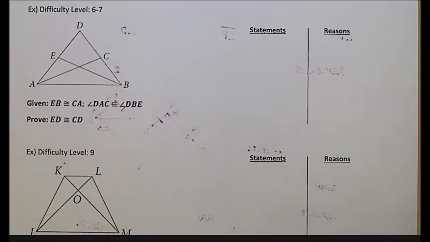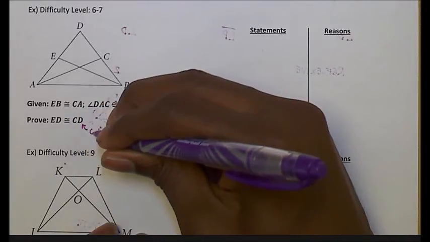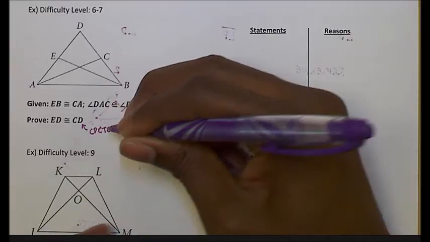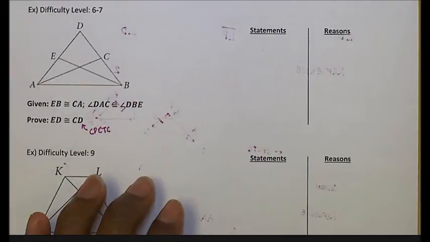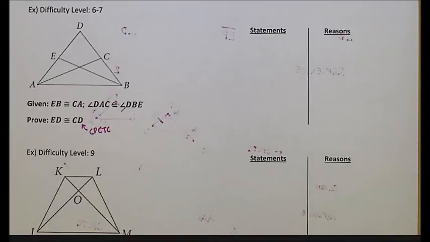So they gave us some information. This time they're giving it to us in a given statement, not just on the diagram, so we have to make sure that we draw it ourselves. They want us to prove that ED is congruent to CD. Again, this perks my ears. They're not asking me to prove two triangles congruent. It might lead up to CPCTC, where I have to prove that because our triangles are congruent, the corresponding parts are congruent.